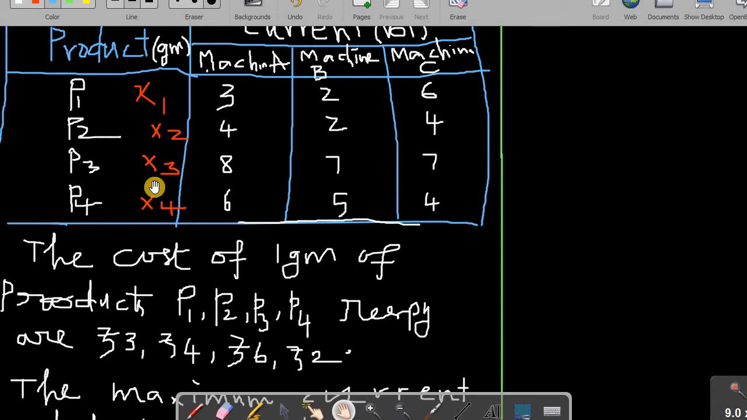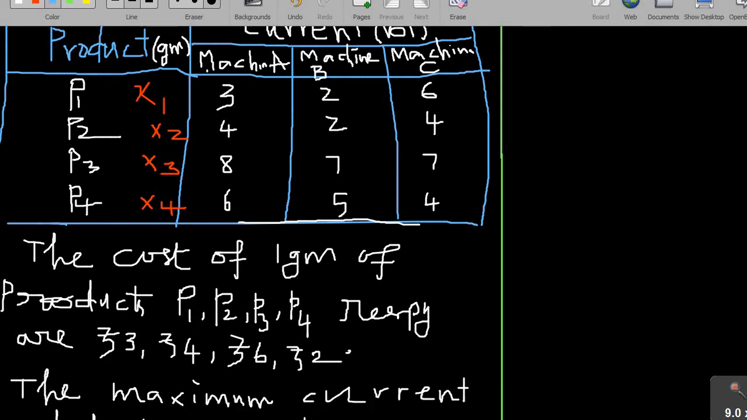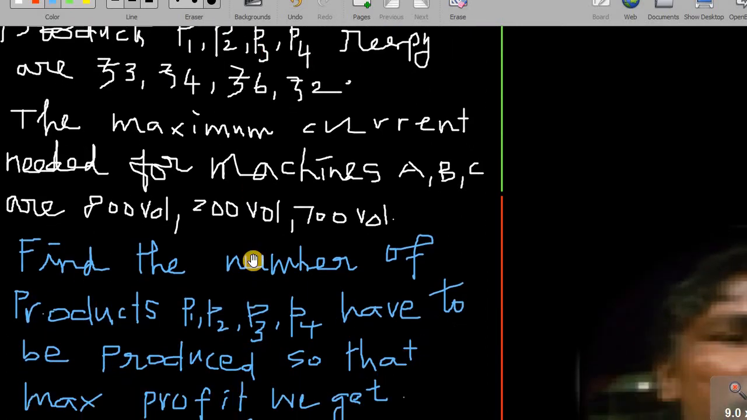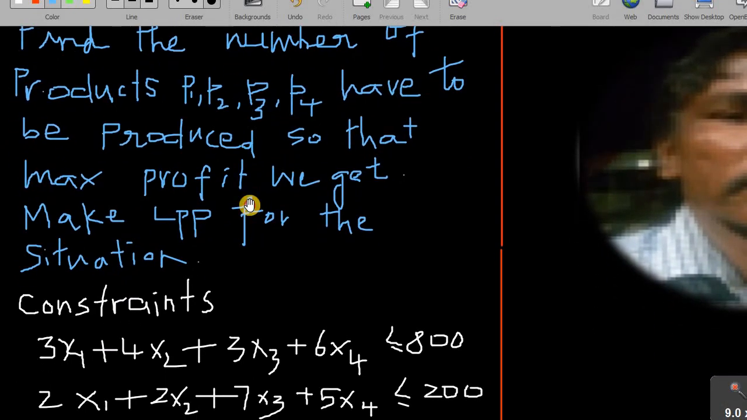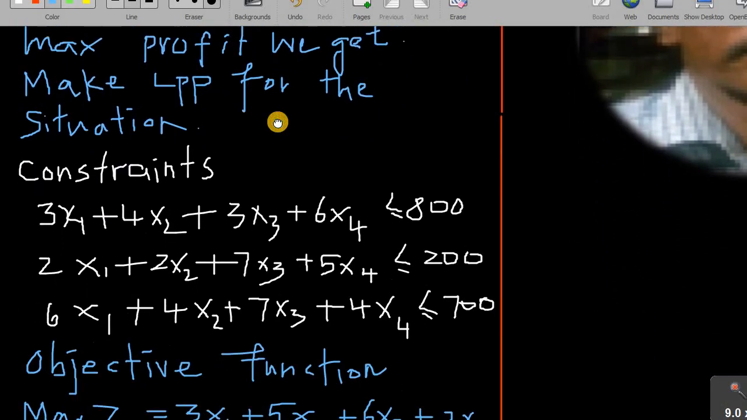And what is our aim? Our aim is to maximize it. Am I correct? So the objective function is: maximize Z equals 3 into x1 plus 4 into x2 plus 6 into x3 plus 2 into x4. That is what we call the objective function. Now look at that. We will have the objective function first.